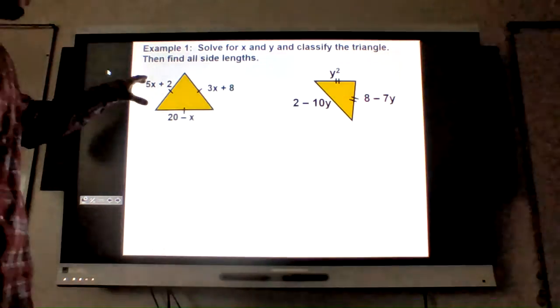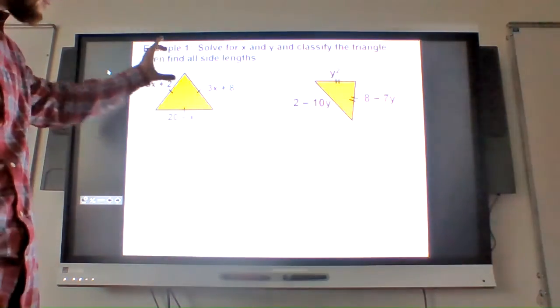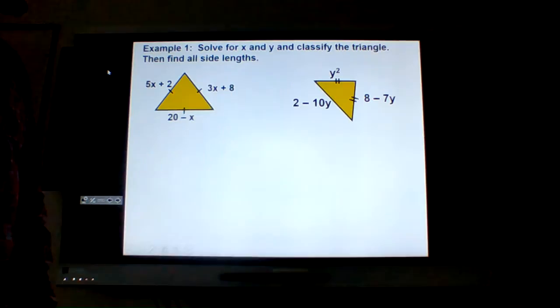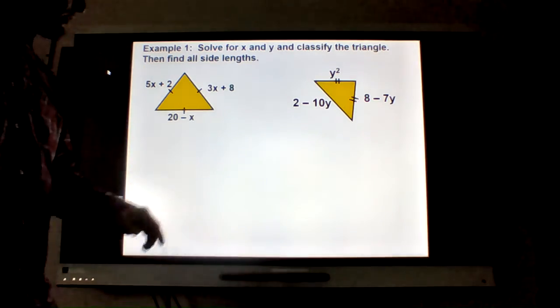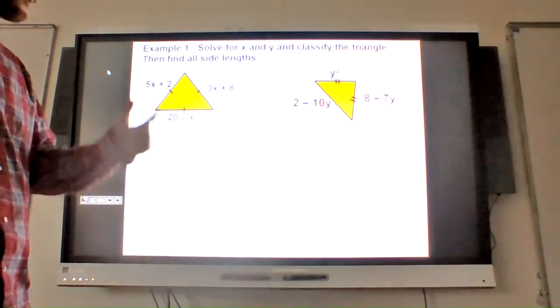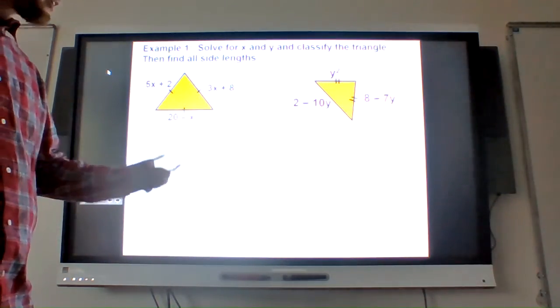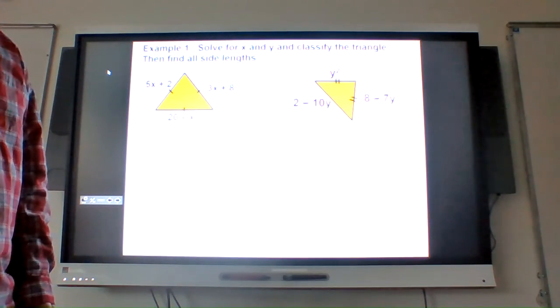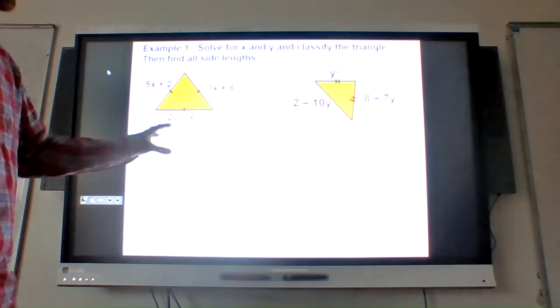So take a moment and write down these side lengths for each of these triangles and try to solve for x and y. I'm going to pause this and go to another video. In a minute or two, you should click on the next one and see if you got x right, you got y right, and also read those directions. Classify the triangles based on what you see in the drawing or what you've concluded about x and y.